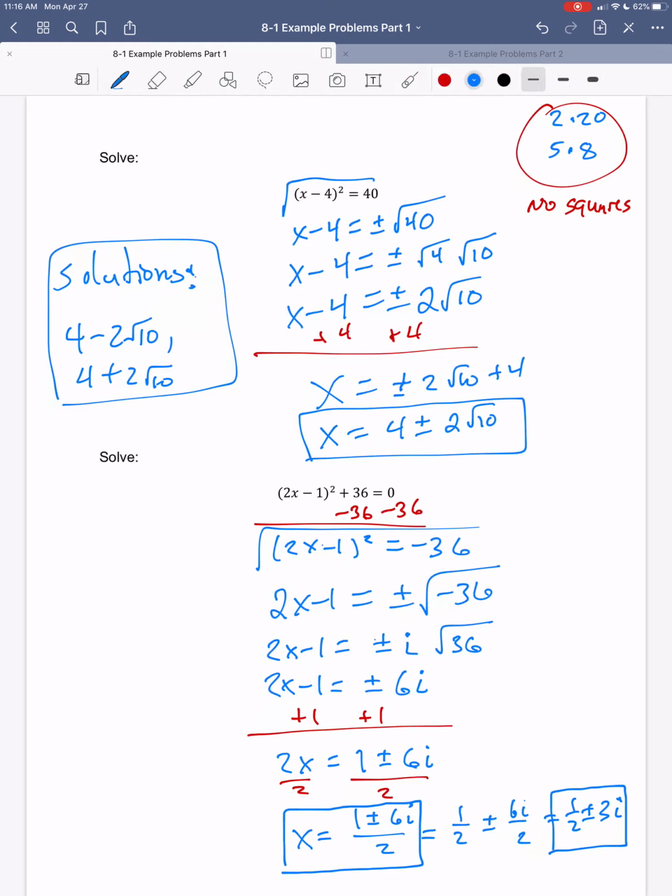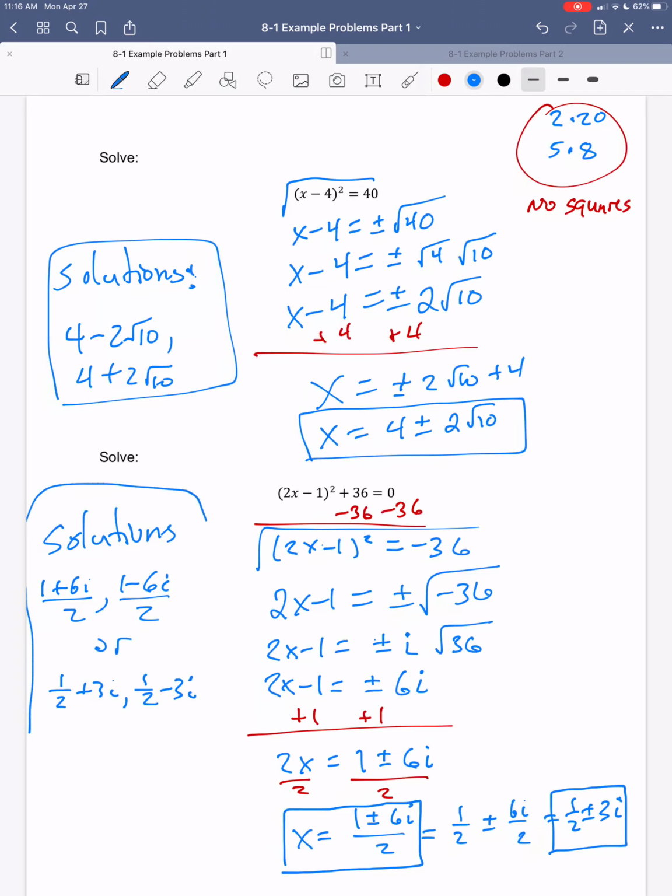For my solutions then, we could either say, 1 plus 6i over 2 and 1 minus 6i over 2, or I could say 1/2 plus 3i and 1/2 minus 3i. It really doesn't matter too much which way you do that.